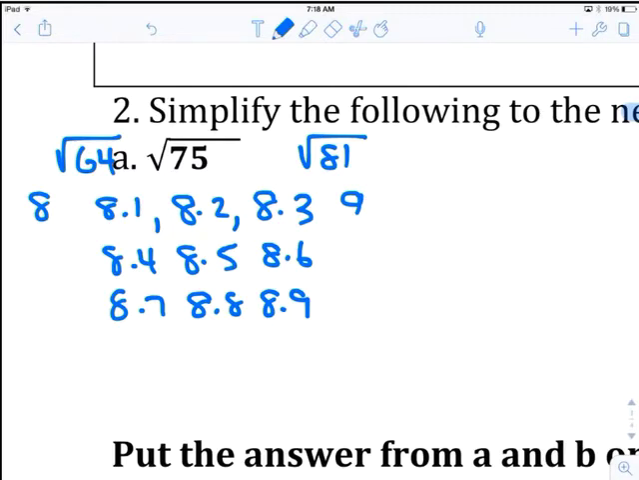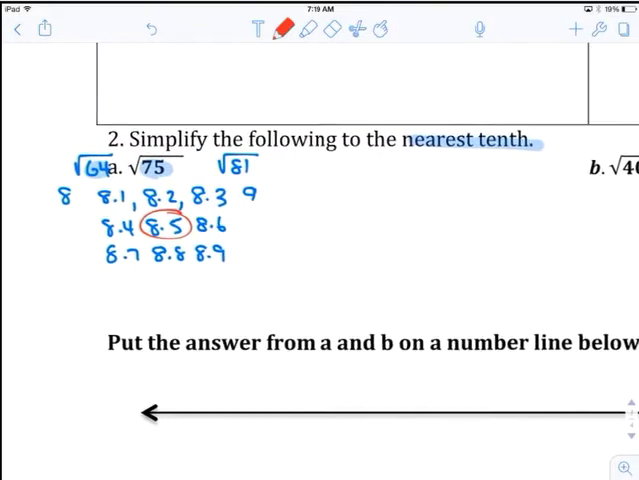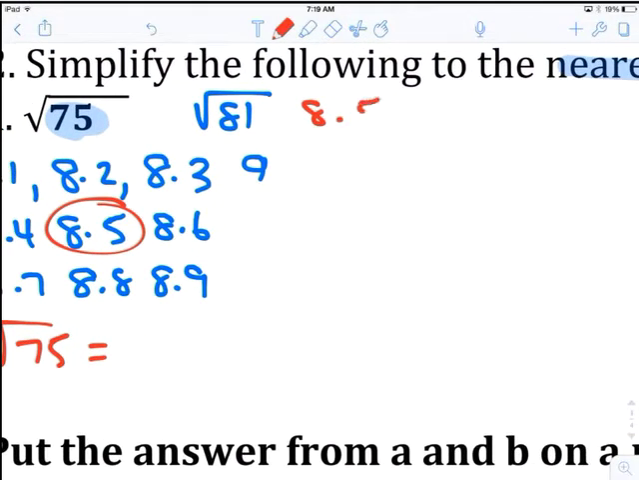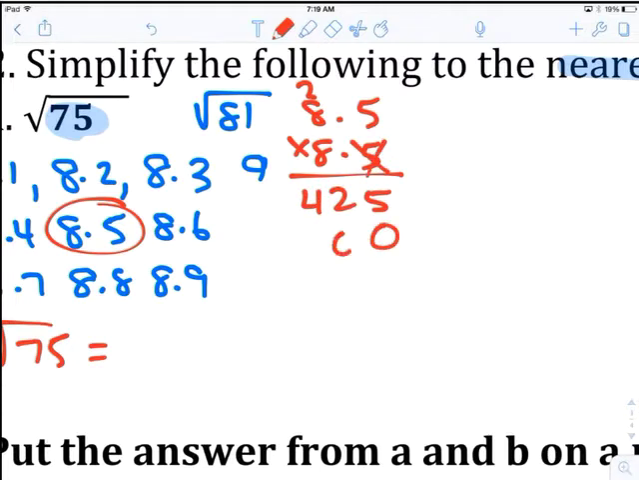So I'm going to guess, they're almost right in the middle. Look at that. 8 and 9, 64 and 81. So I'm going to start with 8.5, my best guess. Good thing I left a lot of room. So the square root of 75, we're not sure if it's 8.5 or not. Okay, 25, carry the 2, 42. 40, carry 4, 64, 68. 25, 12, 72. Oh, too little.